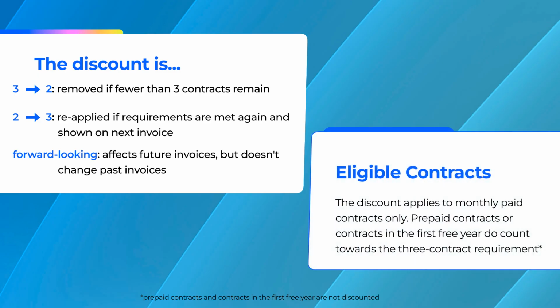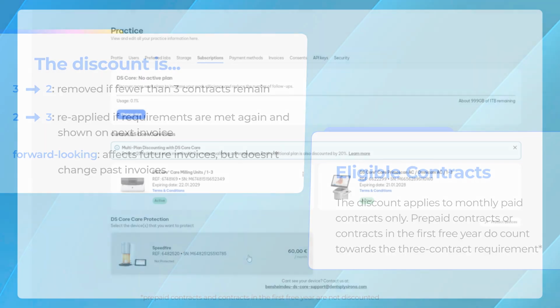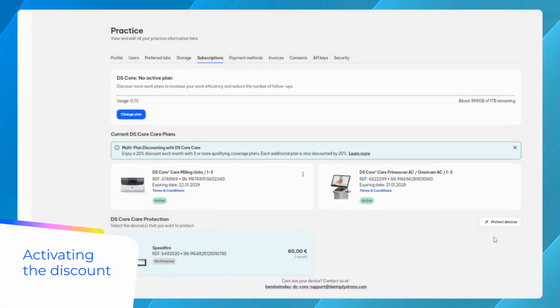The discount applies to monthly paid contracts only. Prepaid contracts or contracts in the first free year do count towards the 3-contract requirement, however, those aren't discounted. Let us take a look at the fully automated process.